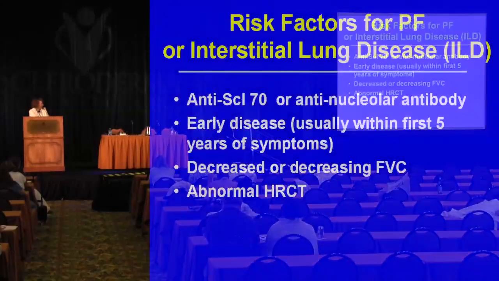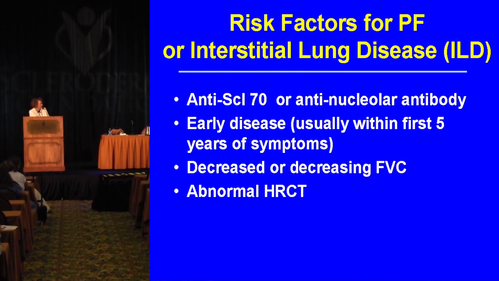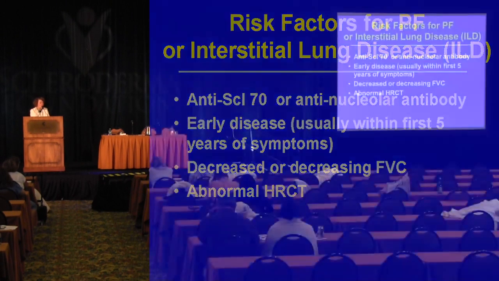So, risk factors for pulmonary fibrosis or interstitial lung disease are the autoantibodies, SCL70, or this nucleolar pattern ANA, early disease, usually in the first 5 years of any symptoms, a decreased or decreasing forced vital capacity, and then abnormal changes on the high-resolution CT scan, HRCT.